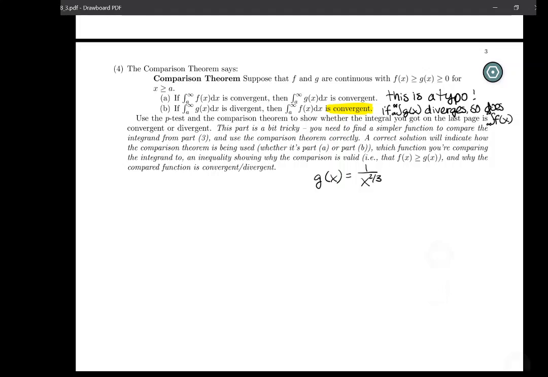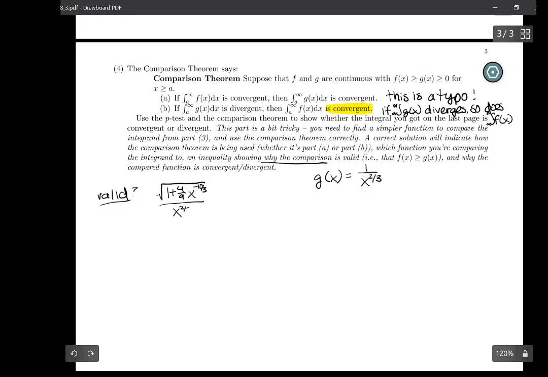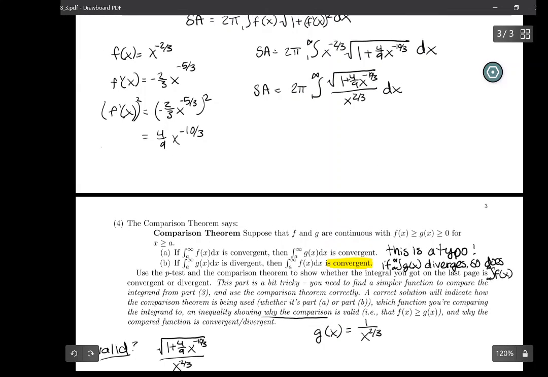So one of the things we have to show is why the comparison is valid. So I'll write this as valid, question mark. So we have to show that f of x, which was our very long integrand, 1 plus 4/9 x to the negative 10/3 over x to the 2/3, right? Let me make sure I got that correct.